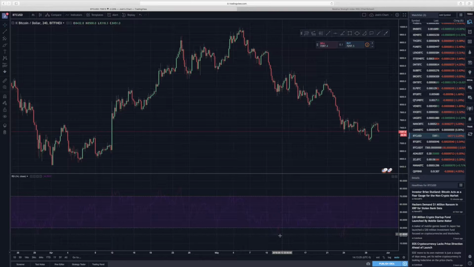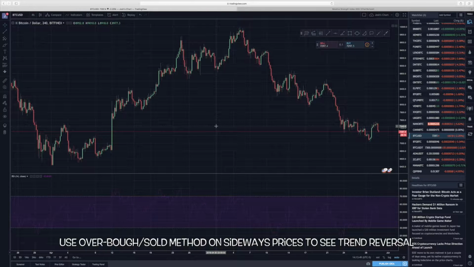Or when it's oversold, there's going to be a lot of buying power coming up, or a lot of buying pressure coming up, and the price is probably reaching relatively low points on the chart. So the best time to use this overbought and oversold indicator is on stagnant price ranges, sideways price ranges.